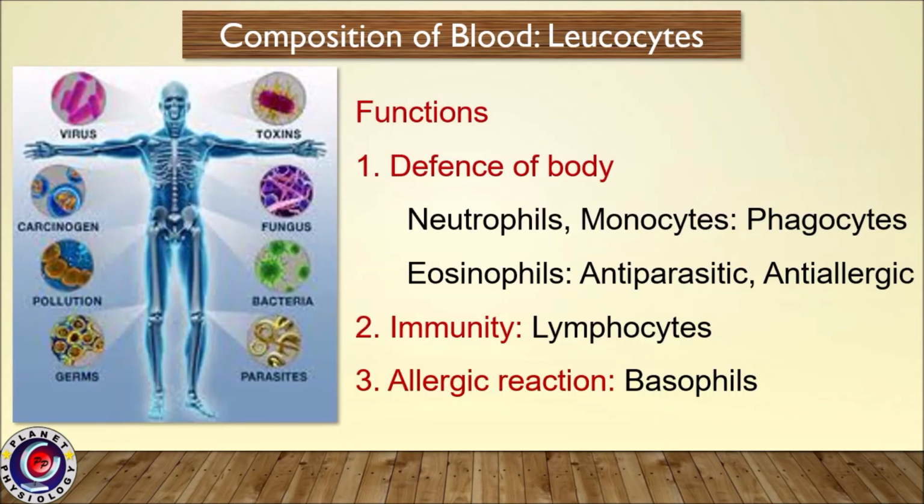The main function of leukocytes is defense of the body against various pathogens like viruses, bacteria, parasites, carcinogens, etc. Neutrophils and monocytes defend by the process called phagocytosis. Eosinophils are mainly working against parasites. They are also anti-allergic in nature; they will prevent allergic reactions. Lymphocytes confer immunity, whereas basophils are mainly concerned with allergic reactions.